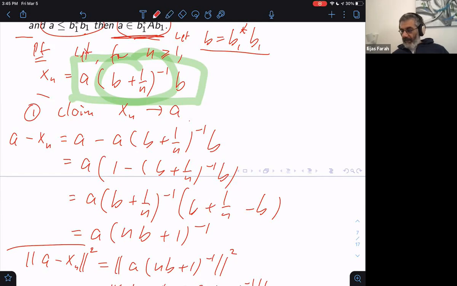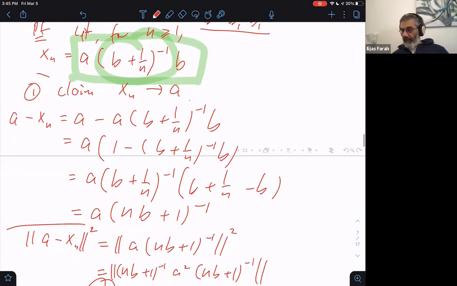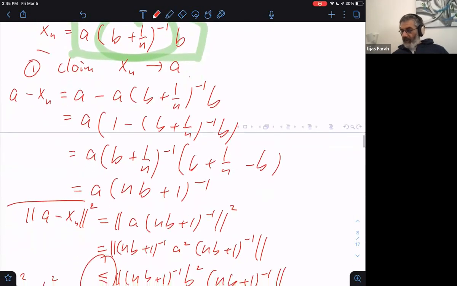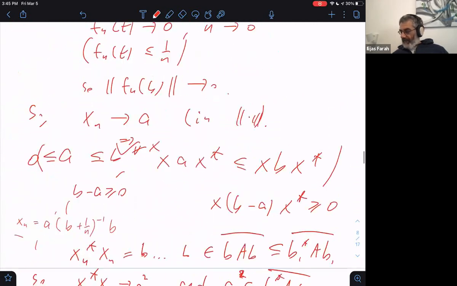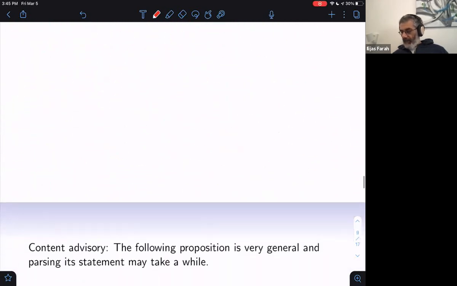Now, the next lemma is something that I originally planned to prove in detail, but the proof is basically an elaboration of what we just did.